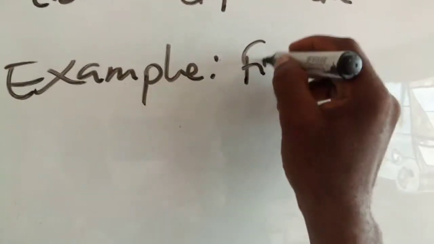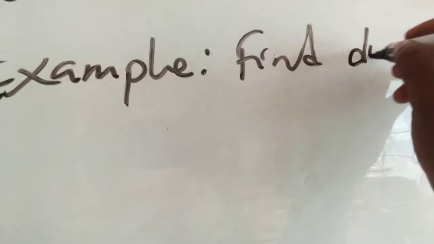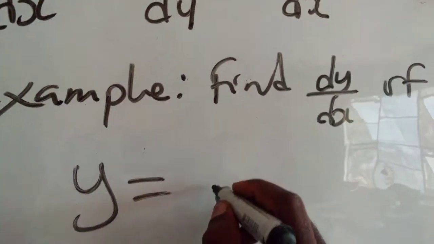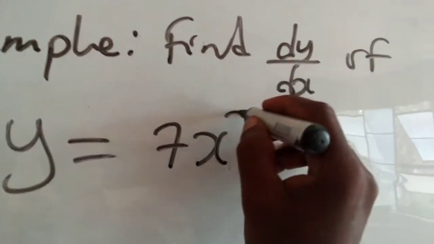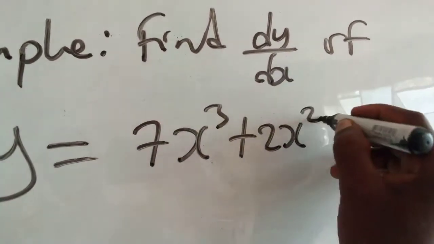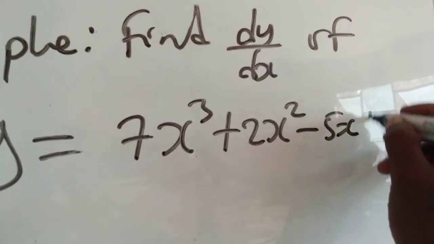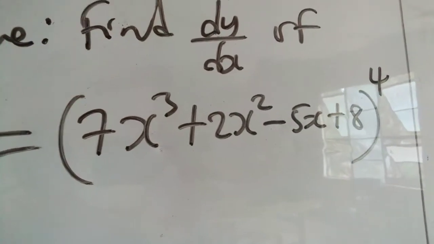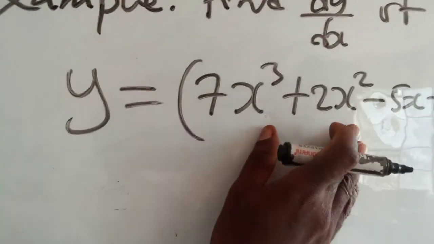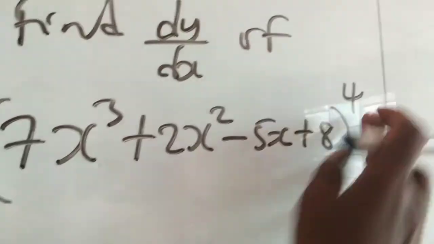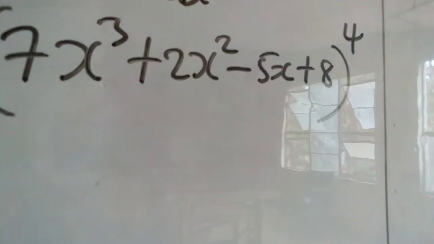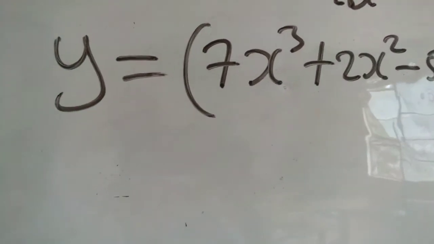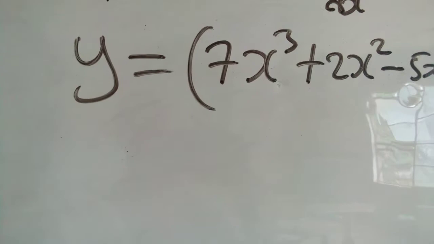If you are asked to find dy/ds of, let's say, y = (7s^3 + 2s^2 - 5s + 8)^4. So if you watch, this is a function of s raised to a power, so it is a function of a function. So if you want to solve it, you use the chain rule. So how do you apply that chain rule?